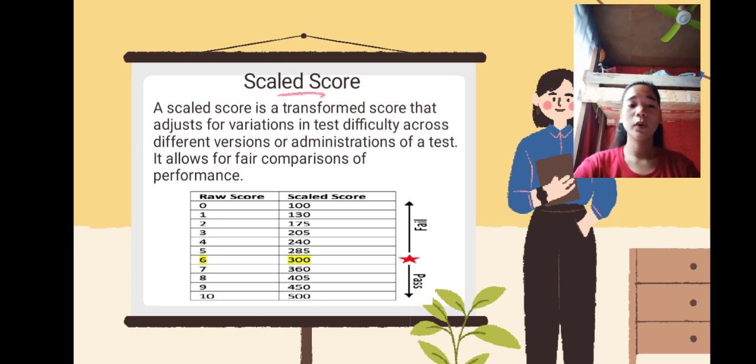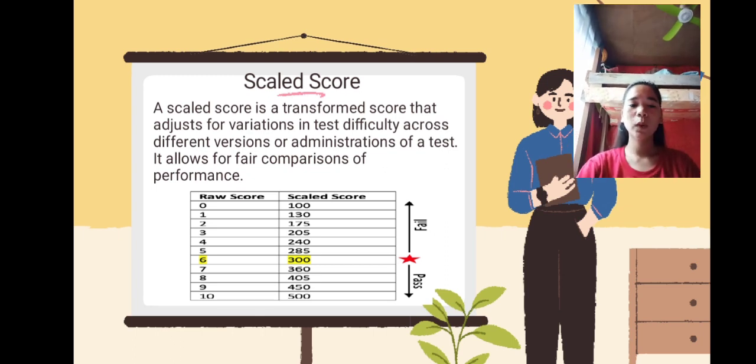So the next one is our scaled score. A scaled score is a transformed score that adjusts for variations in test difficulty across different versions or administrations of a test. It allows for fair comparison of performance. So in the picture below, that is the example of our scaled score.